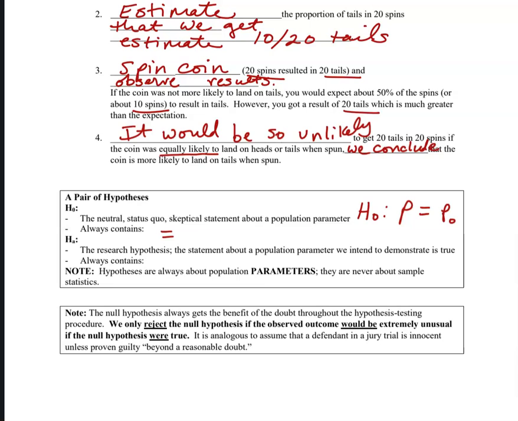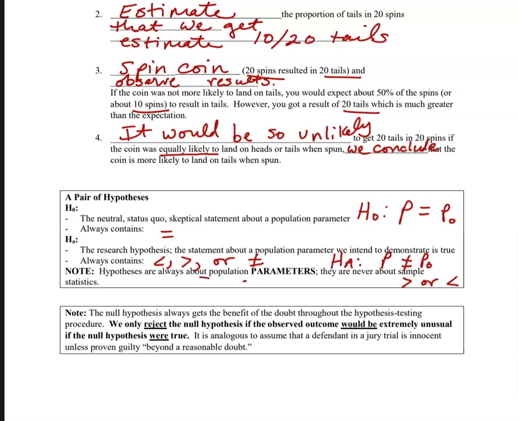The alternative is what you want to test. That's also called the research hypothesis. It would always contain a less than, a greater than, or a not equal to. And so the format for that would be H sub A, and then P, and then it could be, like I said, one of these 3 symbols: does not equal P0, or greater than, or less than.